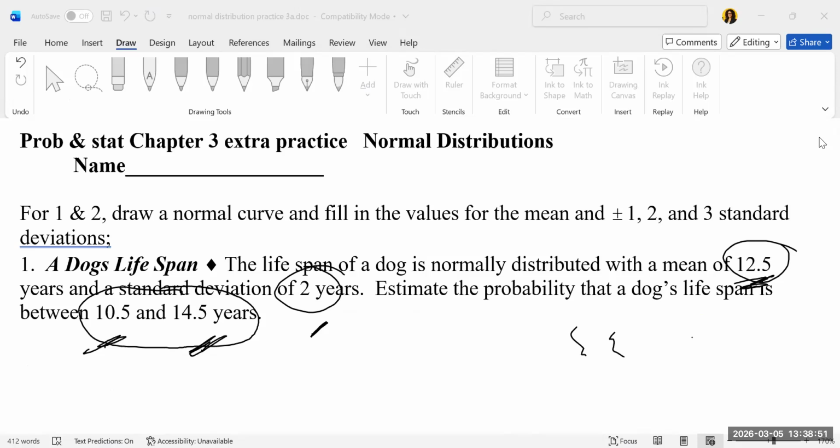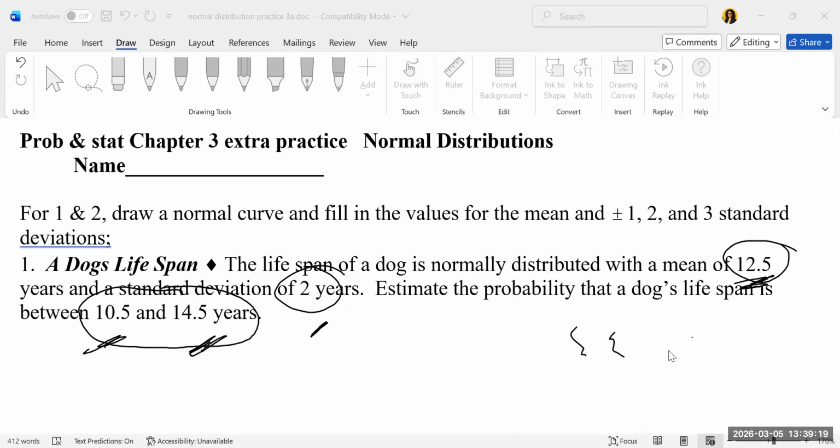So this question is actually very easy. It says estimate the probability. Therefore, the probability that a dog's lifespan is between 10.5 years and 14.5 years is 68% according to the empirical rule, plus or minus 1 standard deviation. So that is really no question. According to the empirical rule, we can answer that question.